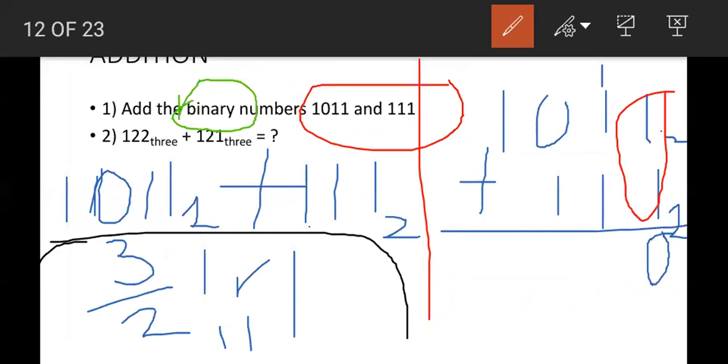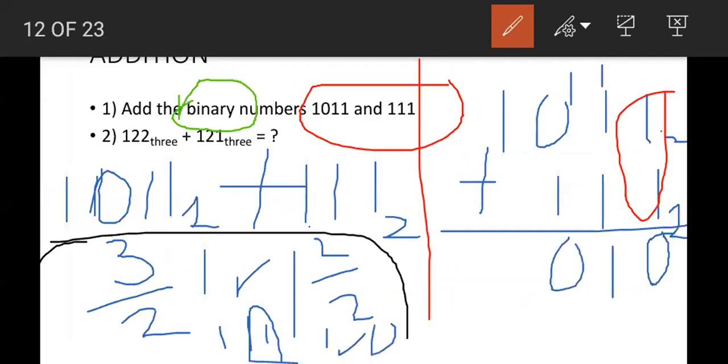So you write this 1 down first. Then take the next one to the next digit. So this is now 1 + 0 + 1. That is 2. 2 divided by 2 again gives us 1 remainder 0, that is 10. You write 0, take 1 as the quotient to the next digit. 1 + 1 will give us 2 again. 2 divided by 2 gives us 10.